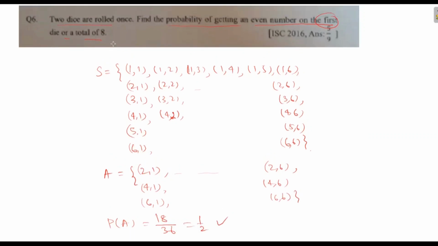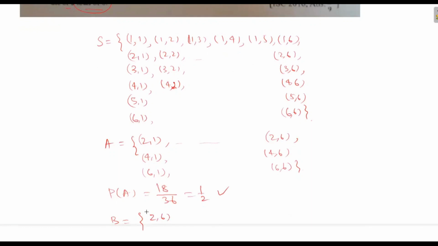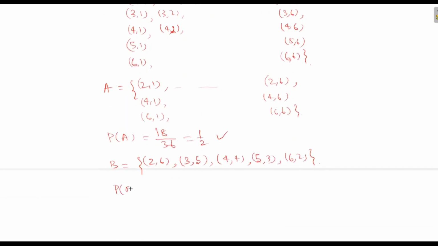Okay. Now they're talking about a total of 8. So in which situations will you be getting an 8? When all will you be getting an 8? 2 comma 6, then 3 comma 5, right? Probability of B.